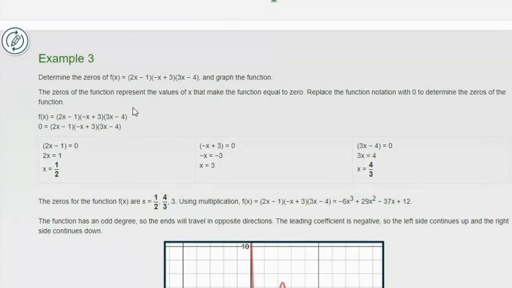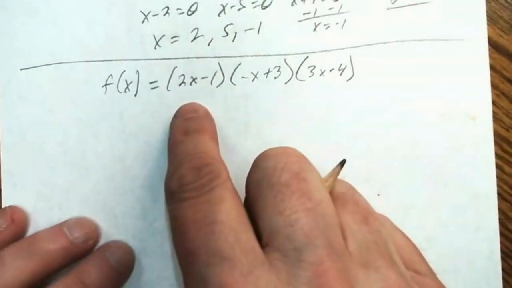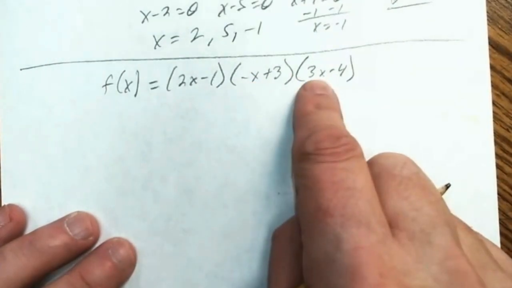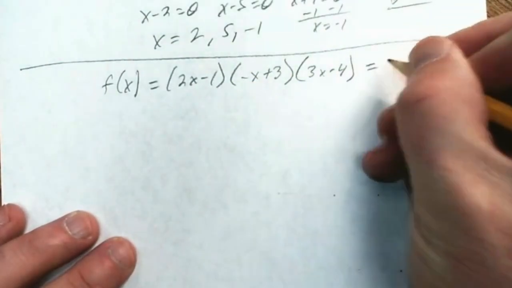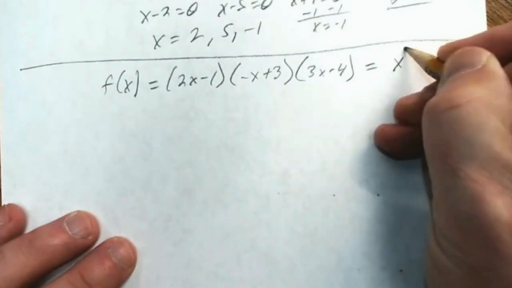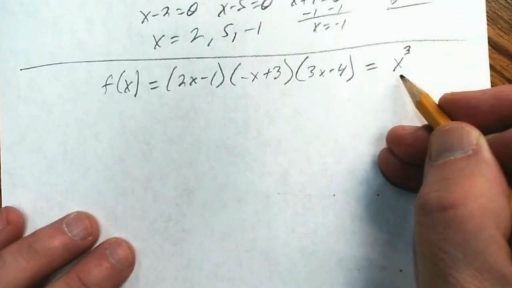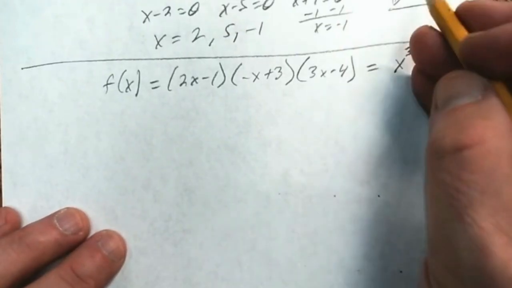Example 3. Okay, this one's a little trickier. Let's go ahead and solve this one on paper. But it works exactly the same. So this has 3 x's. We have a 2x, a negative x, and a 3x. That would be, if we wanted to find, again, this would be some kind of x to the third equation. But is it going to be a positive or a negative? We've got to know the end behaviors.